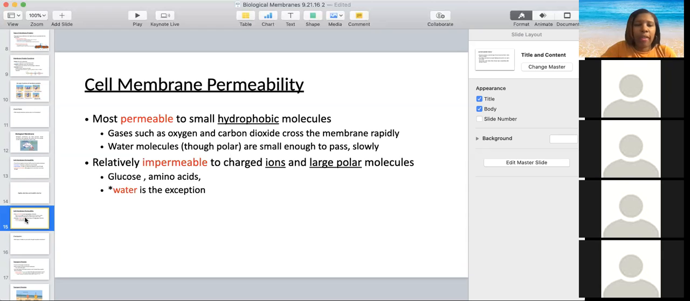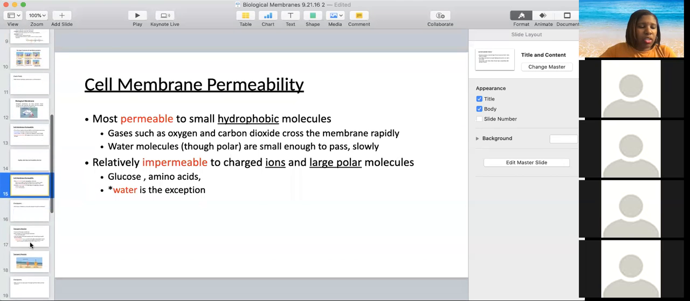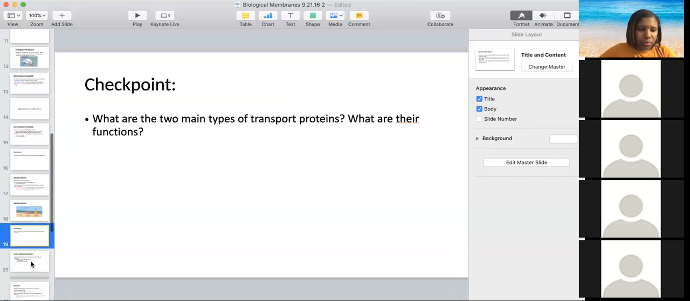So what questions do we have about this concept of cell membrane permeability? Okay, so let's look at two mechanisms by which things can get into the cell.